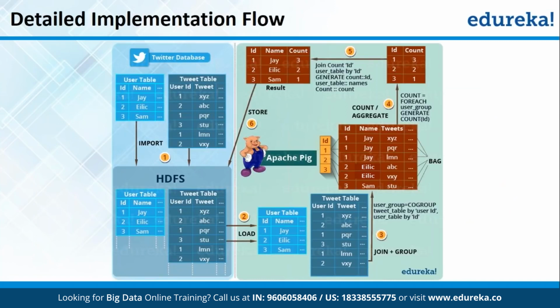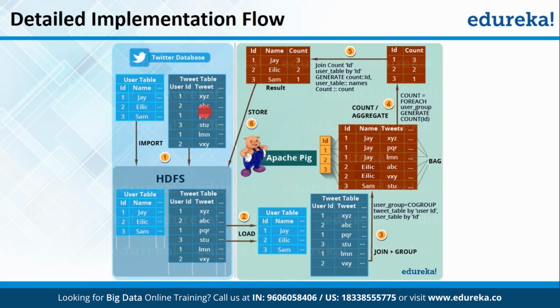So this is the detailed implementation, as you can see on the screen. Let's start from the Twitter database, which had two tables, the user table and the tweet table. The user table had the details of all the users along with their user ID. For example, user ID 1 was J, user ID 2 is Alec, and user ID 3 is Sam, right? The tweet table had details of all the tweets that were posted on Twitter. For example, the XYZ tweet was posted by user ID 1. Similarly, the ABC tweet was posted by user ID 2, right?